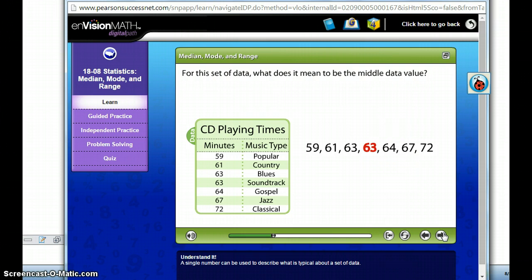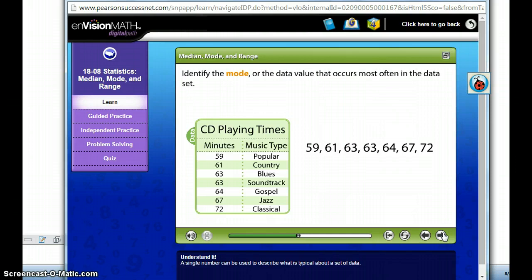For this set of data, what does it mean to be the middle data value? For this set of data, it means that there are 2 data values below and 3 data values above the middle number. For this set of data, what is the median or middle data value? We said 63. The median of the number of minutes of playing time is 63. Now look at another way to analyze data with one number.